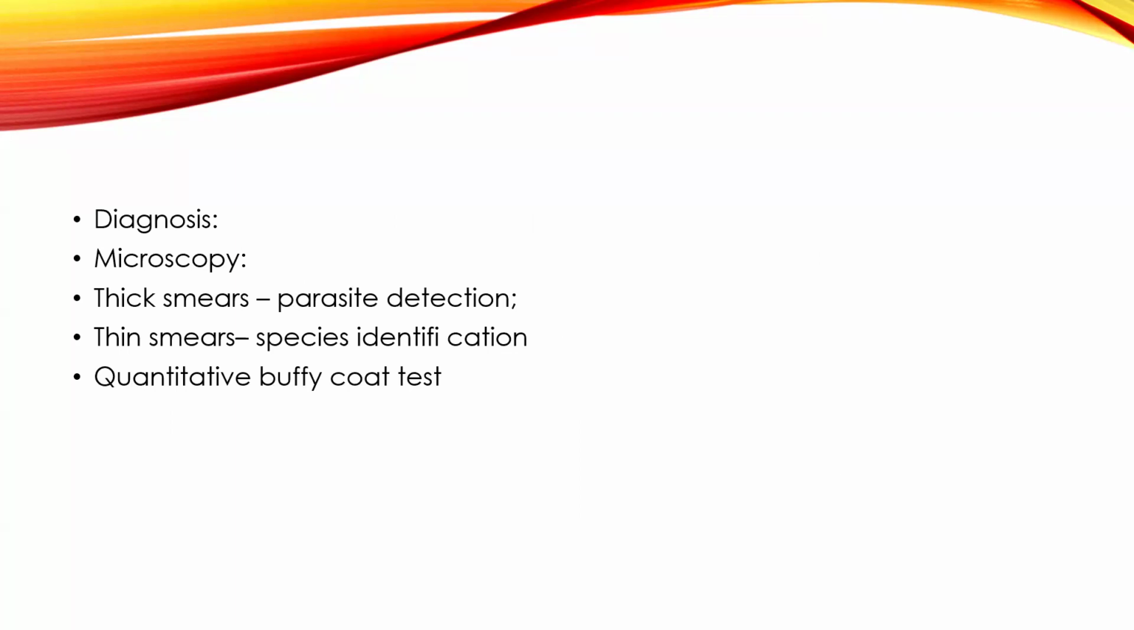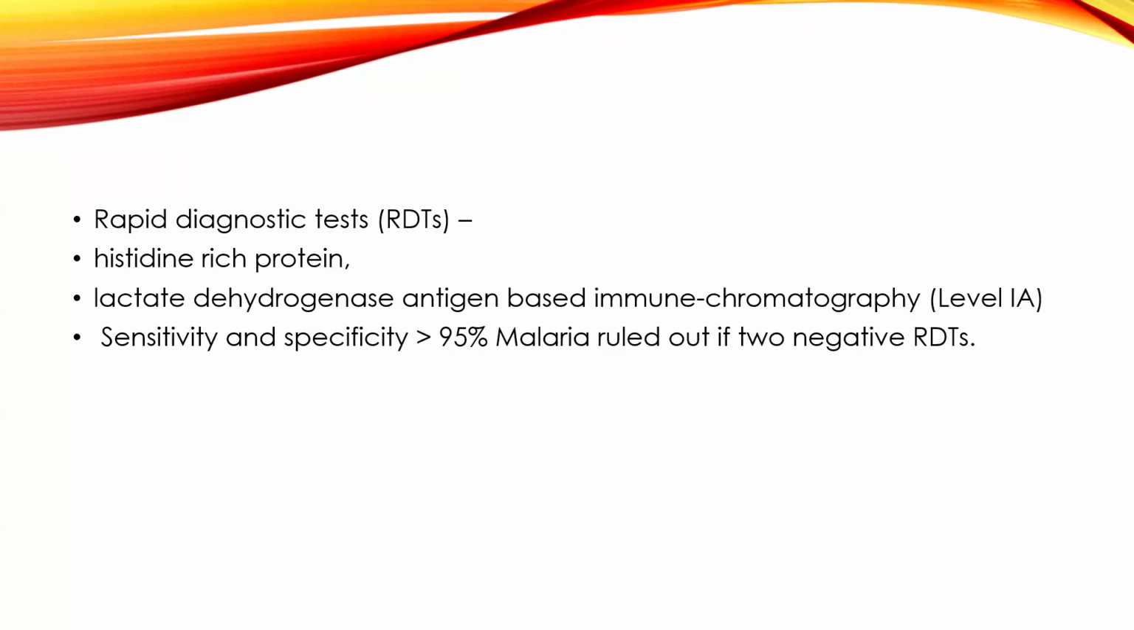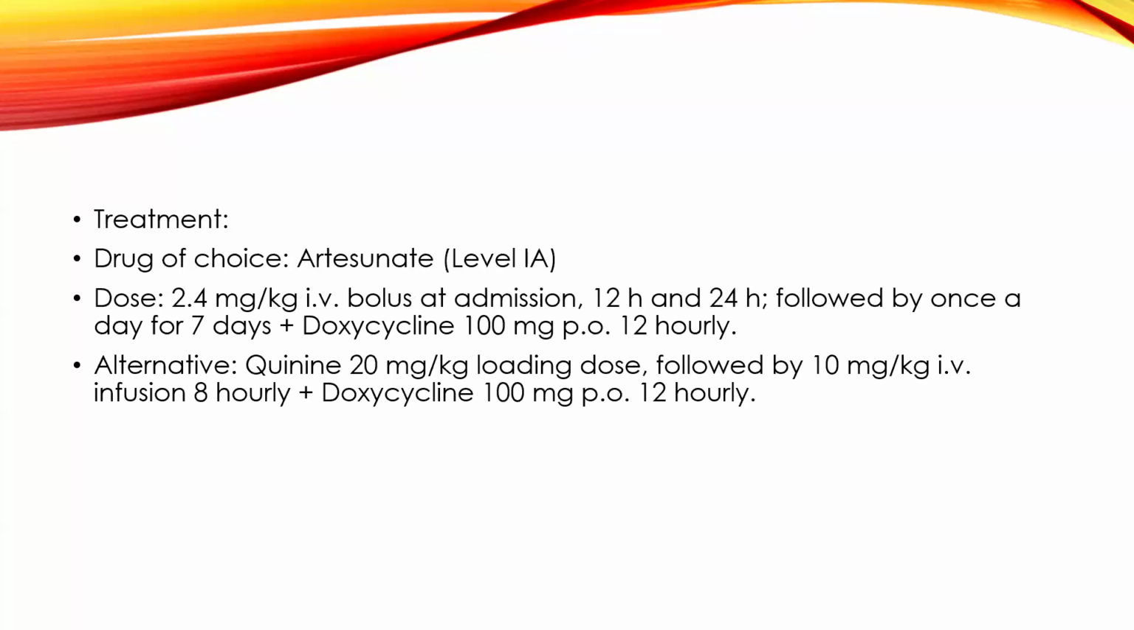Diagnosis is carried out by microscopy: thick smear for parasite detection, thin smear for species identification, and the quantitative Buffy-Coat test. Then the rapid diagnostic test, histidine-rich protein and lactate dehydrogenase antigen-based immunochromatography, has sensitivity and specificity of more than 95%. Malaria is ruled out if two RDTs are negative.